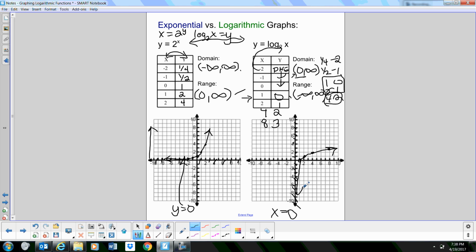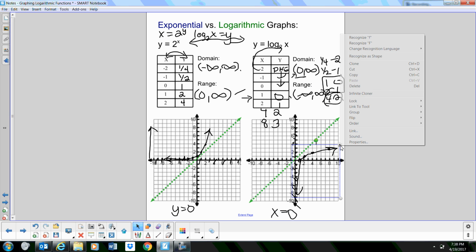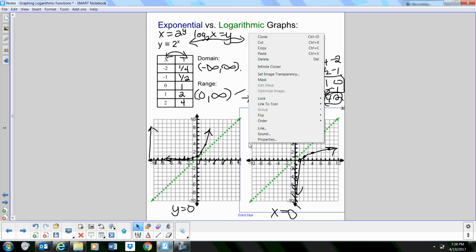But there's my graph. So as you can see, these two graphs are inverses of each other. Remember what we talked about with inverses: if you reflect over this y equals x line, you can see that graph. So I'm going to go over here for a second, and I'm going to copy this and paste it back on the page.